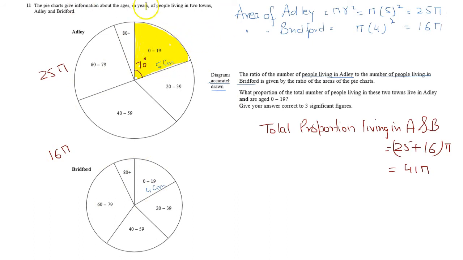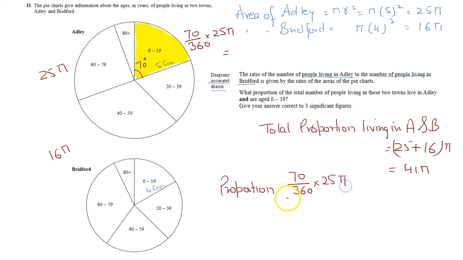So what is this area? This area can be written as 70 over 360 multiplied by 25 pi. So the proportion living in city A from 0 to 19 will be 70 over 360 multiplied by 25 pi, and the total population is 41 pi.